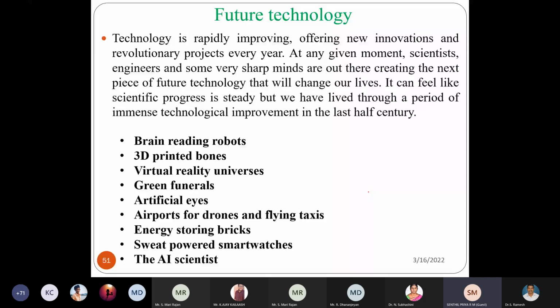Then AI systems. We have already come across AI systems, like our examination software and everything, artificial intelligence. Even your eye movement and the moving of everything can be monitored.